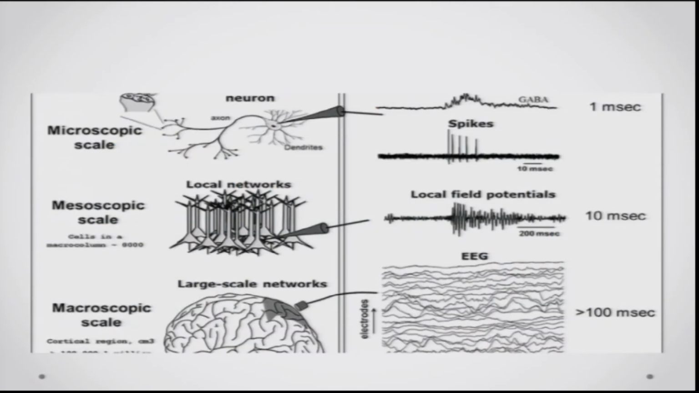So, what is the type of waves which we see? This is again just graphically telling you. At a microscopic scale, this is a neuron; at the mesoscopic scale, there is a local network, cells in a microcolumn, around 8,000; then the cortical region, where all these macrocolumns form. So, what you see here is a spike, as I said, there is a qualitative difference: a spike at the micro level, the local field potential within the cortex, and this is EEG at 1 millisecond, 10 millisecond, 100 millisecond.